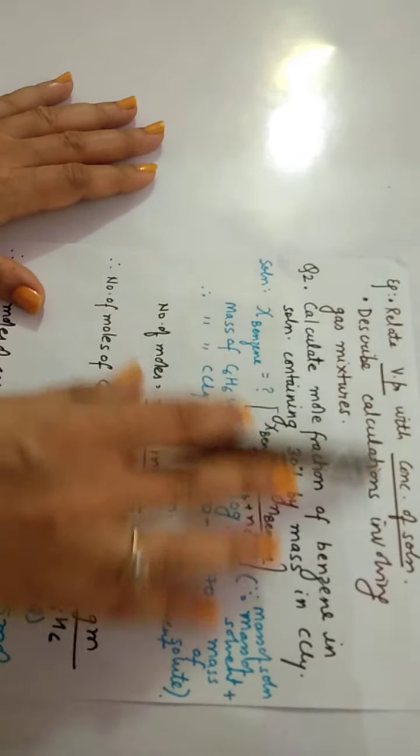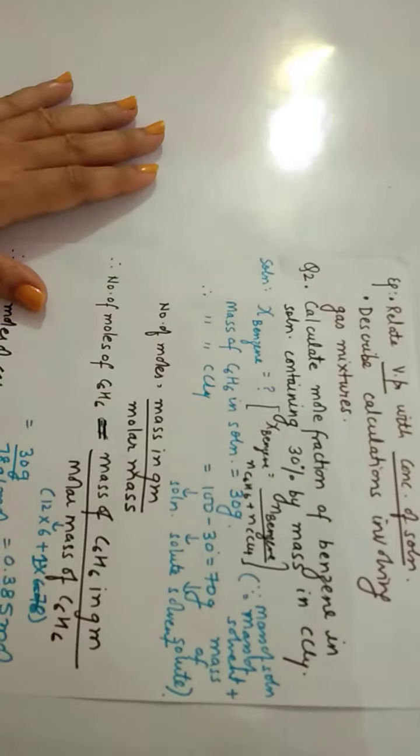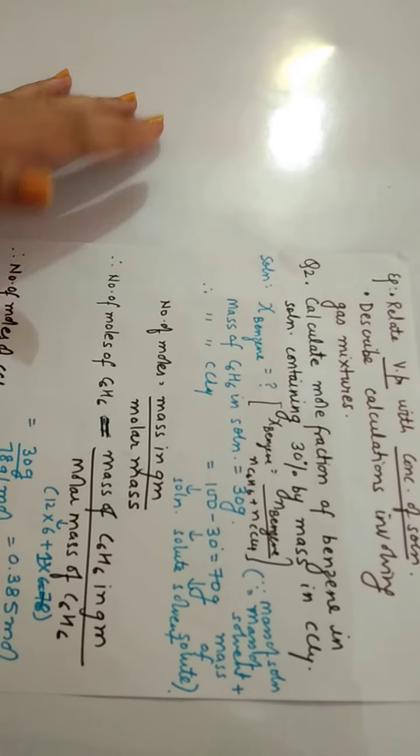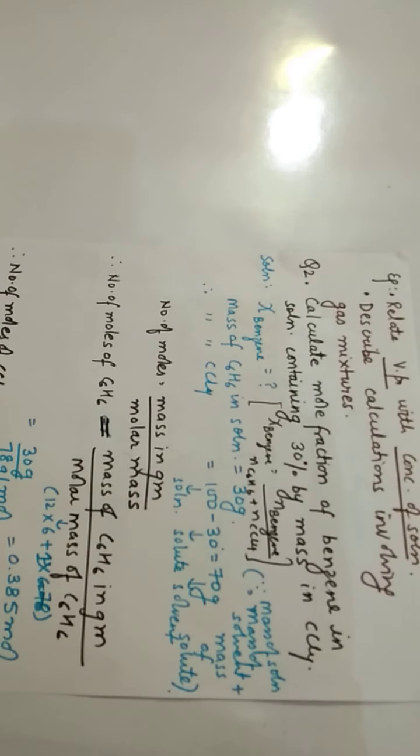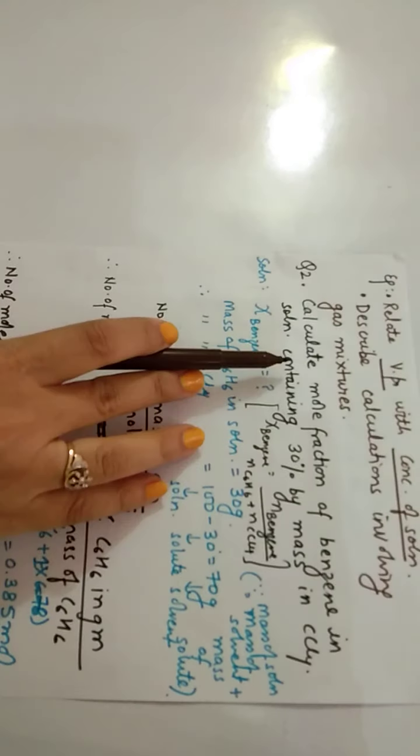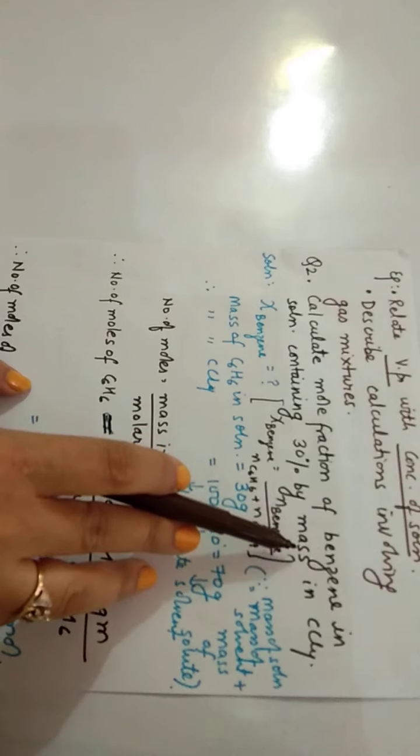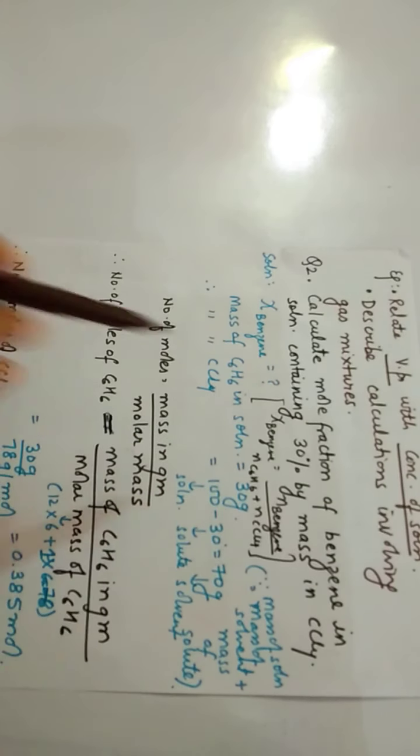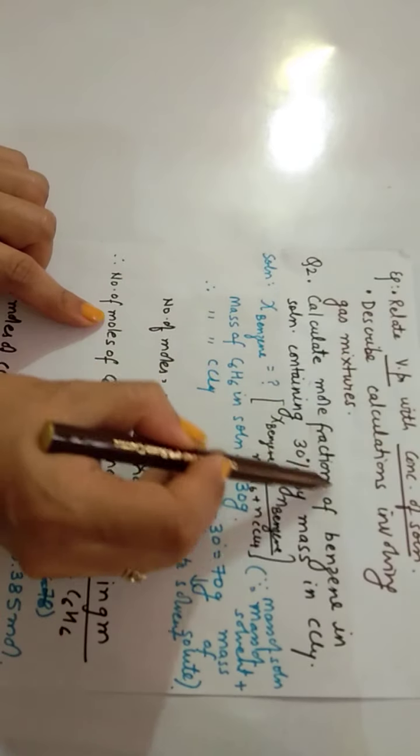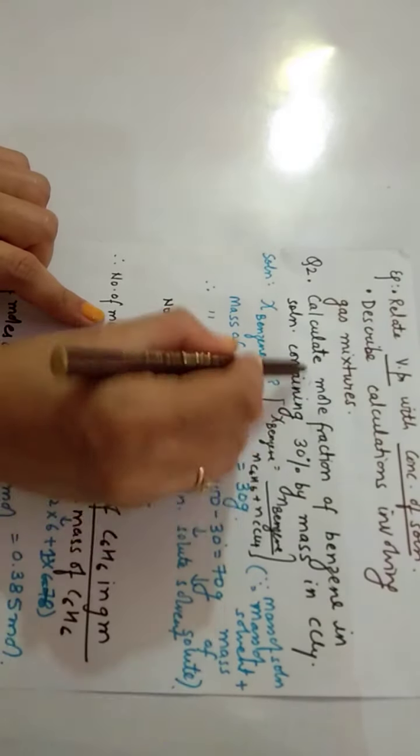And it is used to describe some of the calculations which involve gaseous mixtures. Now there is one numerical. Calculate mole fraction of benzene in solution containing 30% by mass in CCl4. So what you need to find out is the mole fraction of benzene.